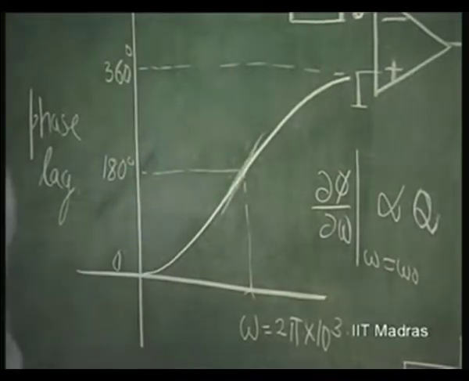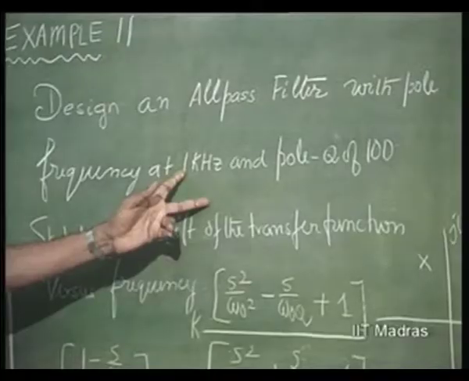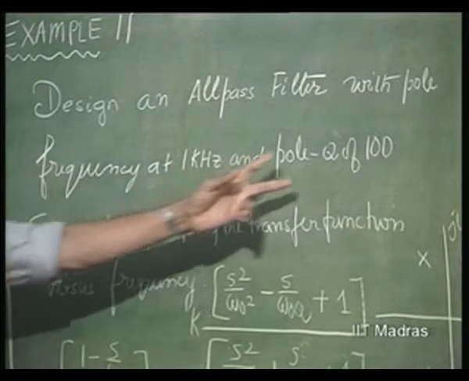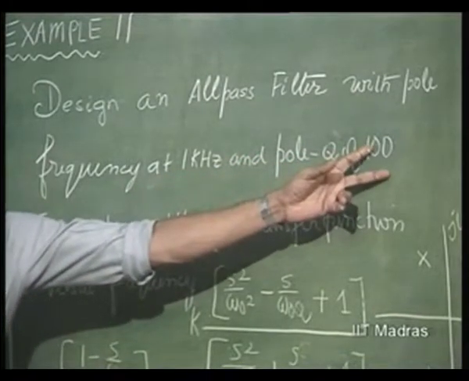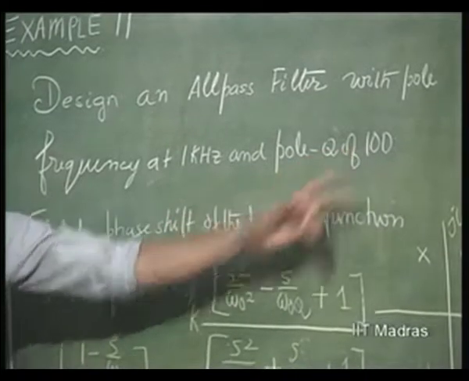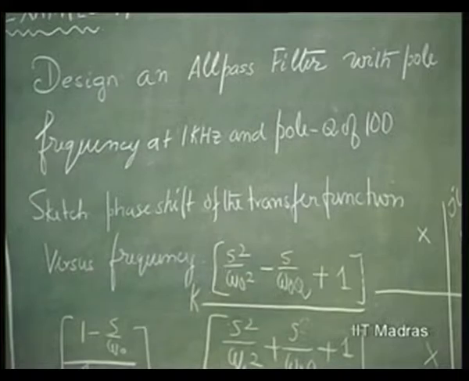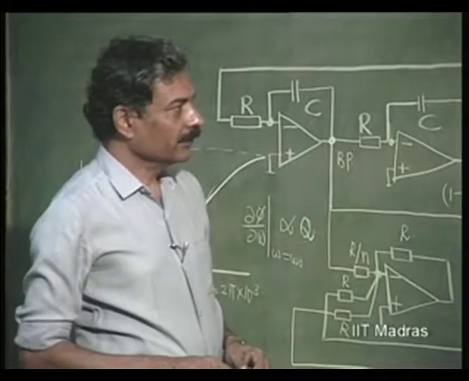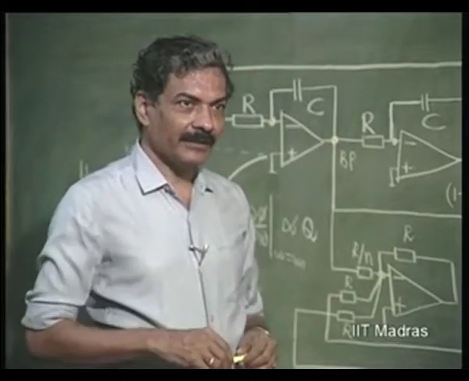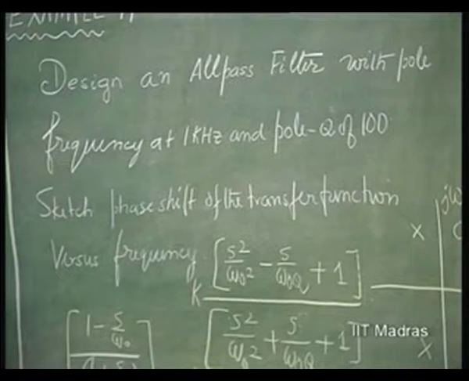So, in this particular case we wanted the phase variation to be maximum around 1 kilohertz, and we wanted the phase variation to be very rapid. That is why we have chosen the pole Q to be 100. So, the purpose of designing this so-called all pass circuit, so as to have the required phase variation at the required frequency, is served in this manner.